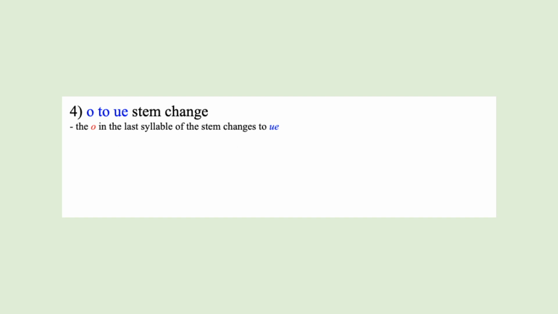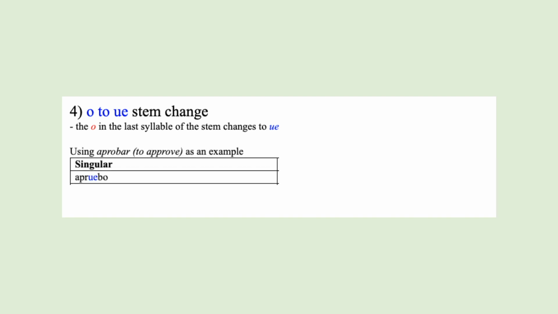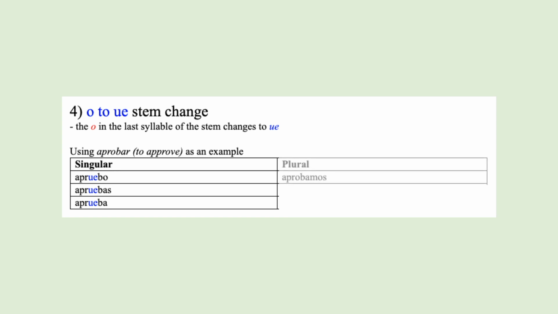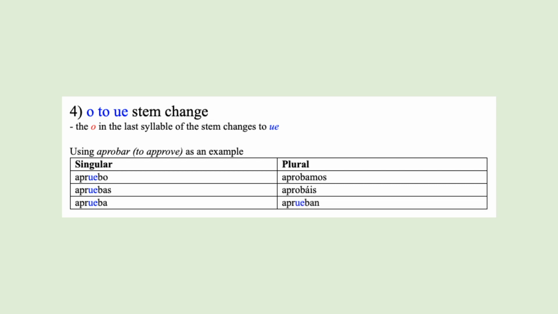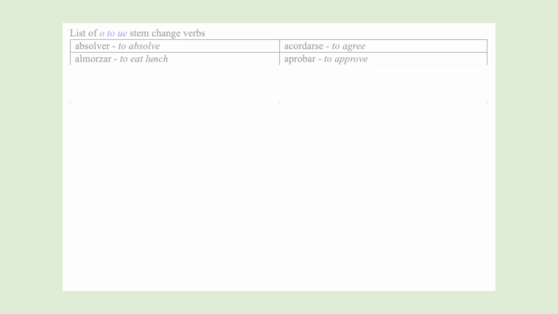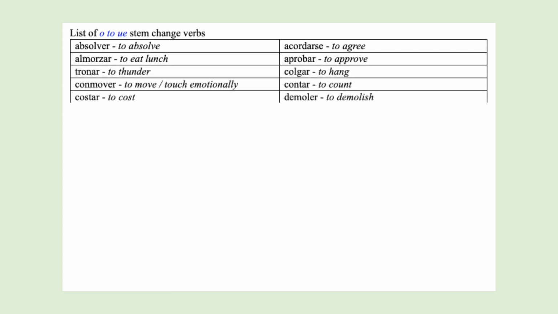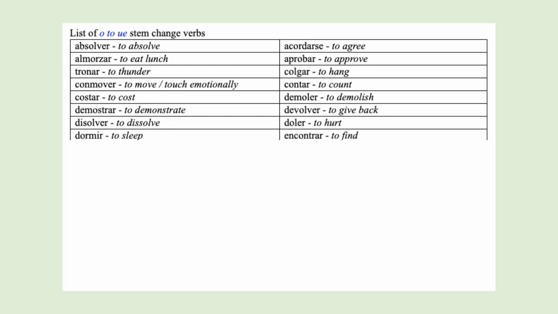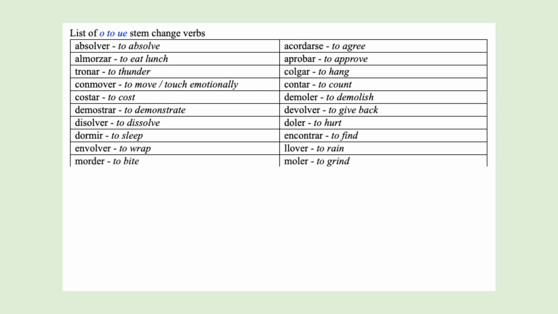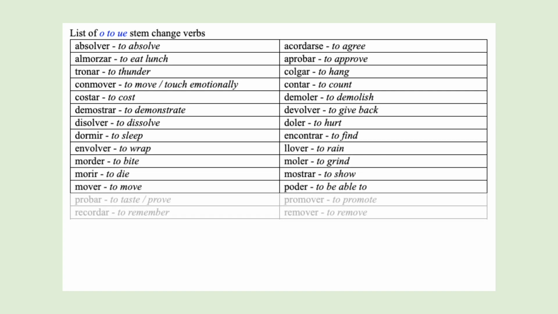Next is the O to UE stem change. Using aprobar as an example, the conjugations are apruebo, apruebas, aprueba, aprobamos, aprobáis. No stem change for nosotros and vosotros, and aprueban. Here is a list of O to UE stem change verbs. They will follow the same conjugational pattern in the present tense as aprobar.